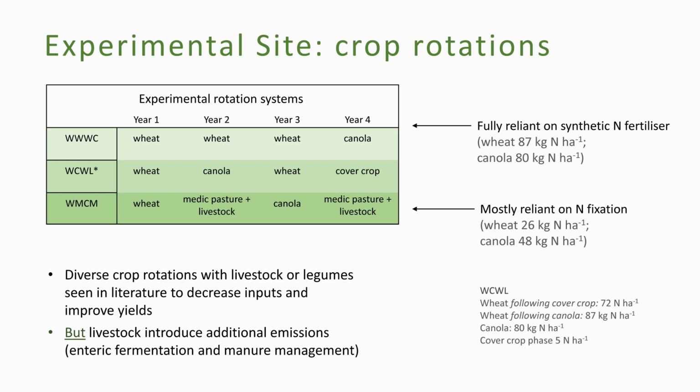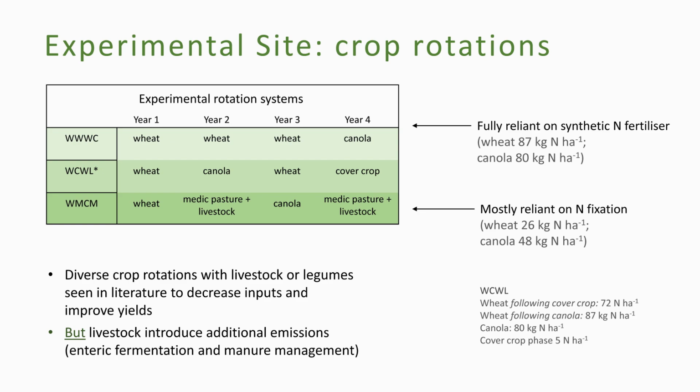And then the last system was a fully livestock incorporated system. So in this one you have alternating phases. The first one is a cropping year, so you plant wheat, and then the next year it's livestock on a medic pasture. Then after that it goes to canola, another cash crop, and then back again to medics with sheep on it. And this one is mostly reliant on nitrogen fixation. So the amounts of fertilizer we're applying on this system is 26 kilograms of nitrogen per hectare for wheat and 48 kilograms of nitrogen per hectare for canola. So it's significantly less than the first system. And then the cover crop system has a slight reduction in nitrogen the year after the cover crop due to the legume activity.